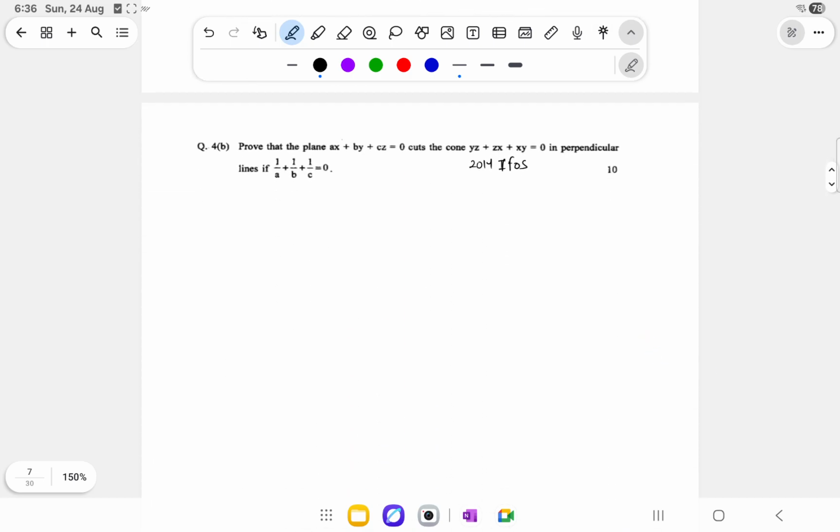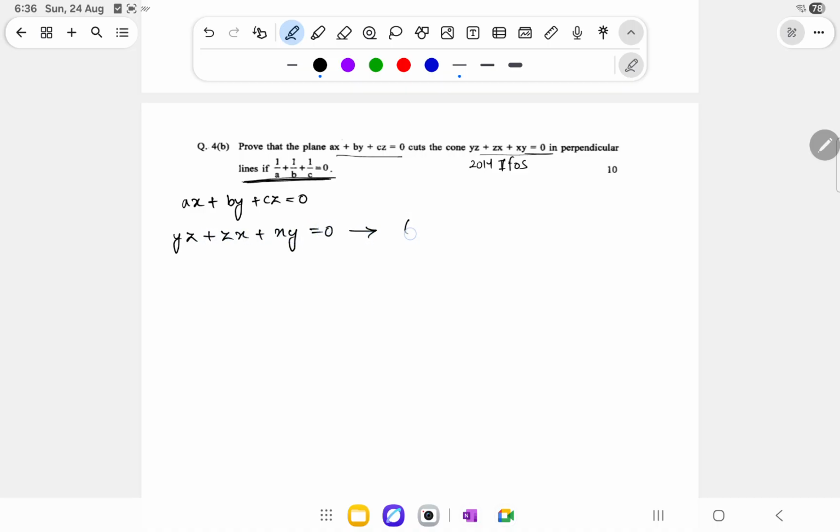In the next question we are supposed to prove that this plane will cut this cone in perpendicular lines if this is satisfied. So the given plane is ax plus by plus cz equals 0, and the given equation of the cone is yz plus zx plus xy equals 0. So the vertex of the cone will be (0, 0, 0), as we have seen in the previous question.